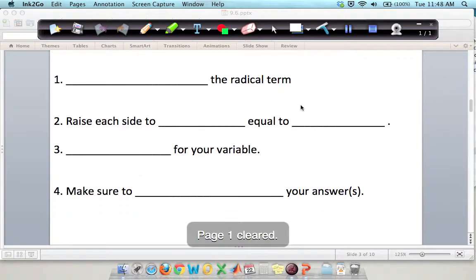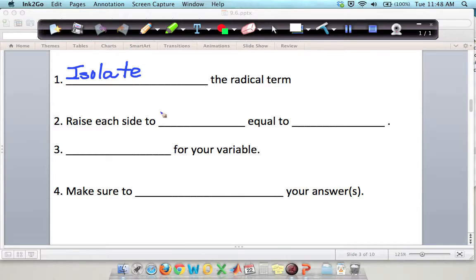So what are the steps for solving a radical equation? The first thing you want to do is isolate the radical term. So that means get that radical by itself. And then to get rid of the radical sign, you raise each side to a power equal to your index. So if you have a square root, square both sides. If you have a cubed root, cube both sides. Once you've done that, you get rid of the radical sign and you can now solve for your variable.